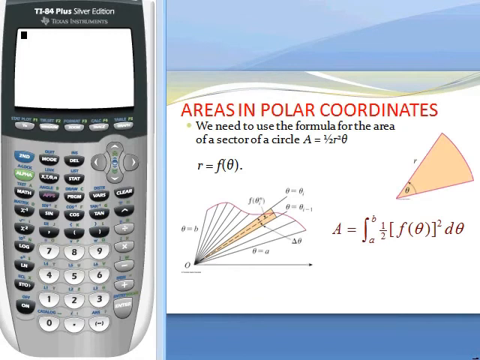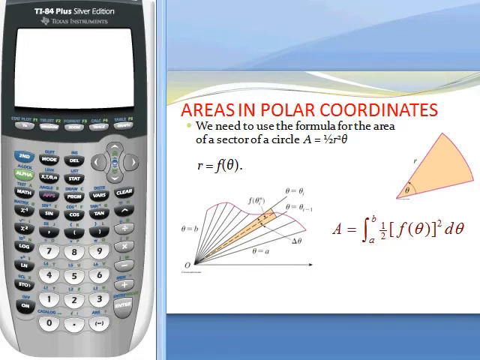Now let's look at how we can calculate areas in polar coordinates. This is the formula you need. The derivation can be in your book. The angle going from A, here's A, to B, 1/2 f of theta squared d theta.